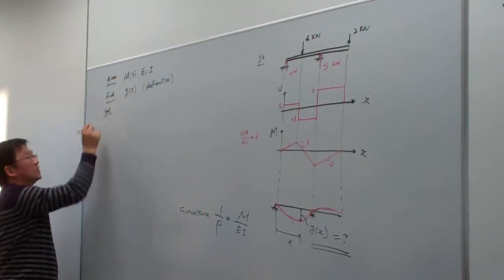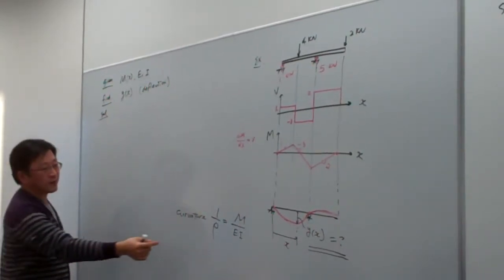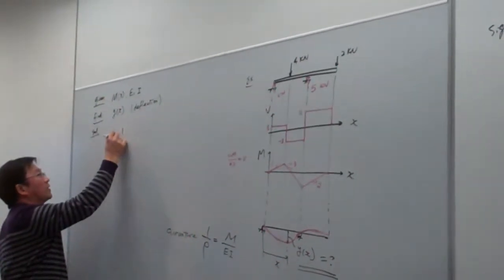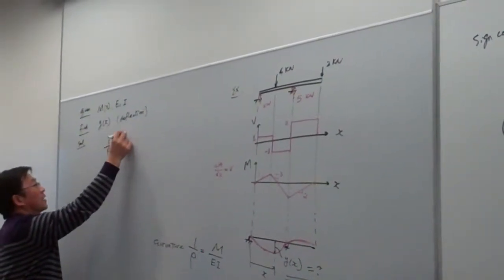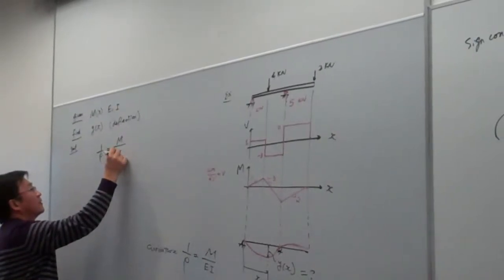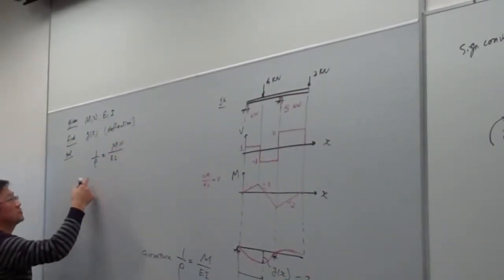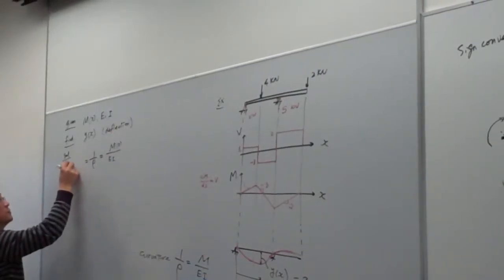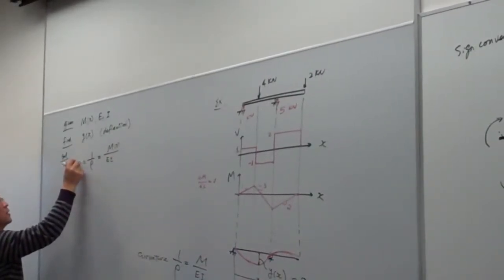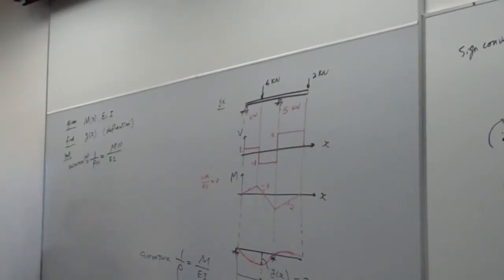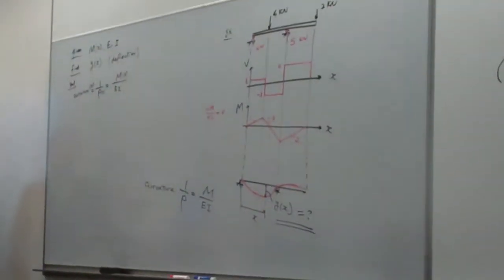The solution is simply like this. We start from here. Starting from chapter 4, M over EI, and in this case, M is a function of x. So this is the curvature. Curvature will also be a function of x. Okay, we're starting from here, from this moment.